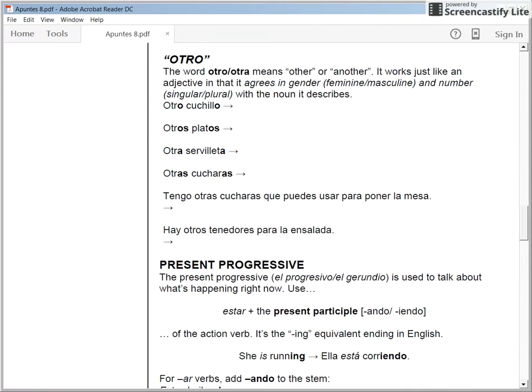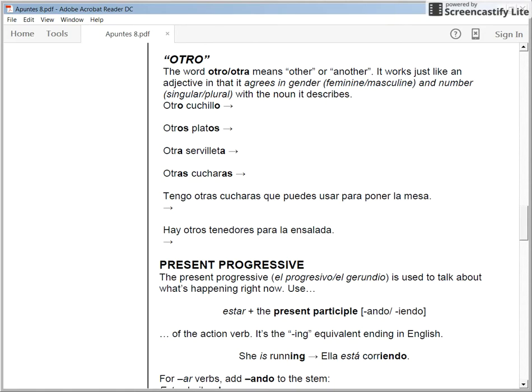Continuing on with Apuntes, capítulo 8. Otro. The word otro or otra means other or another in English. We decide which one we're going to use in English based on the content of our statements. It works just like an adjective in that it agrees in gender and number with the noun it describes, so the ending must correspond to the noun we're describing, such as the following examples. Remember to push pause, write down your translation, and then check your work.